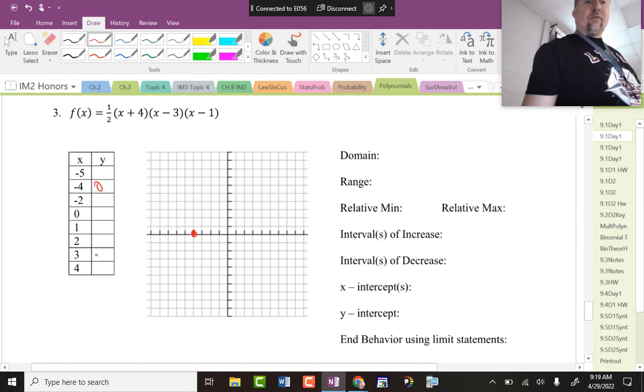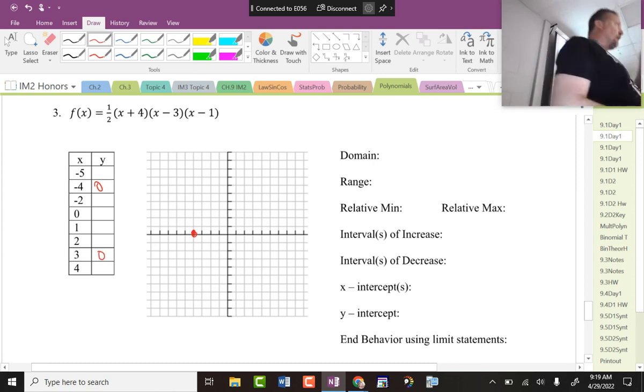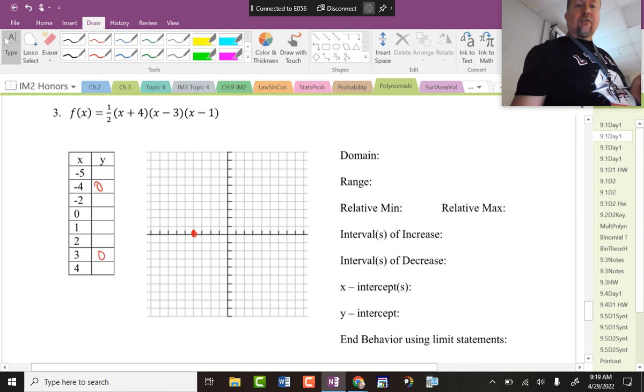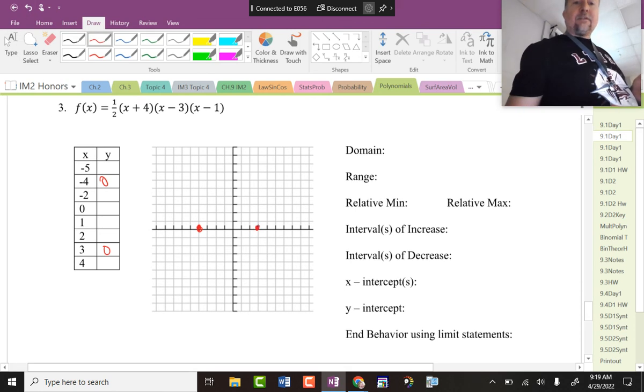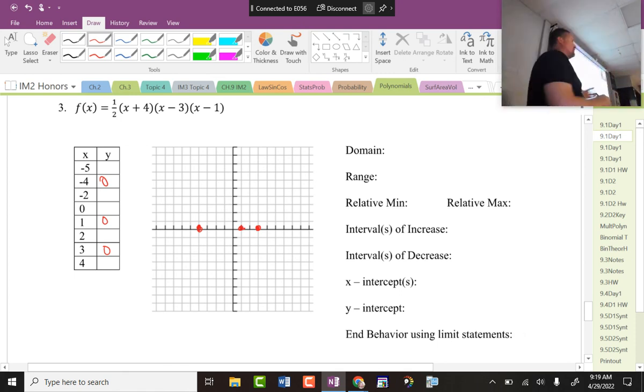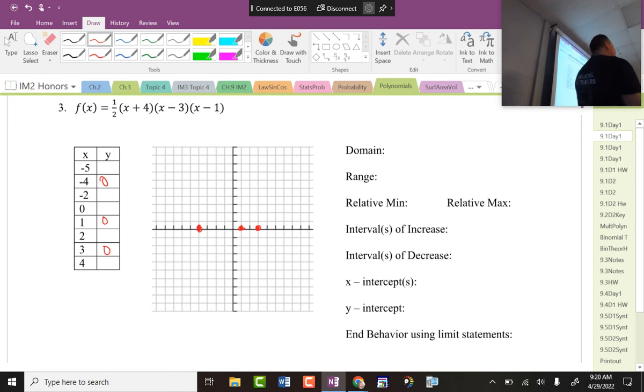And then when we plug in 3, we get a 0 for the same reason. I don't have to over-teach here in this high-level math class. Okay, 3, comma 0. And then what's the other one? 1, comma 0. Almost missed that one. And then the other points are just to get some shape out of this graph. And I actually got some problems with these 4 things: relative min-max, interval of increase and decrease. But we'll wait. Let's plug in some numbers.